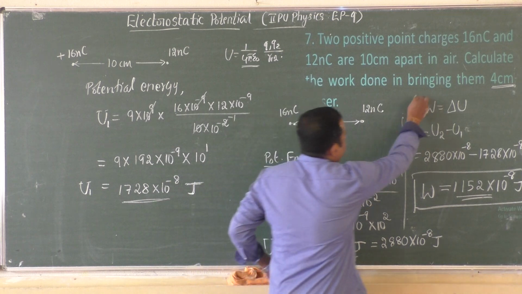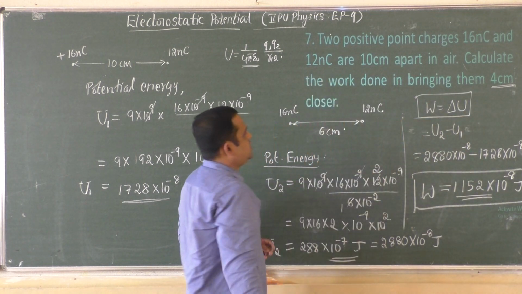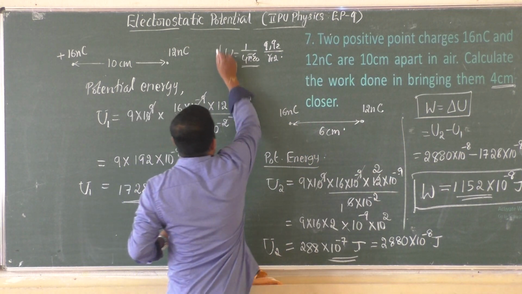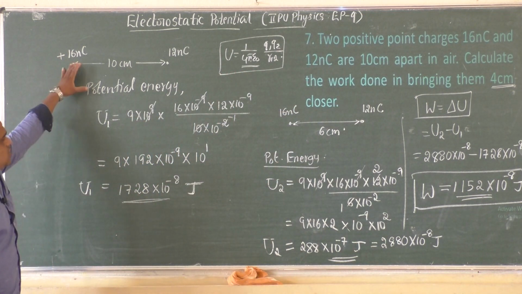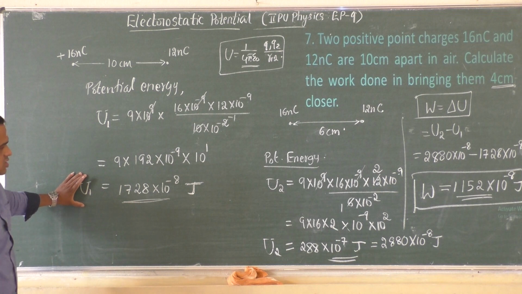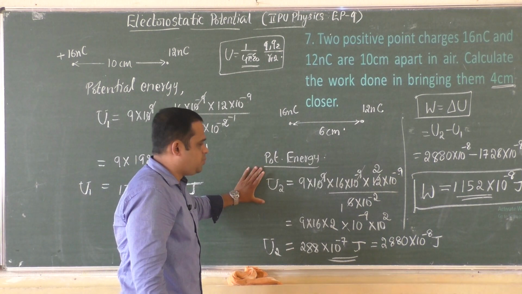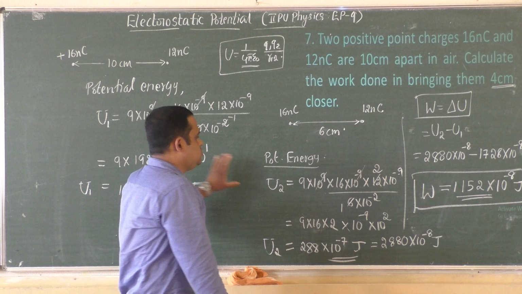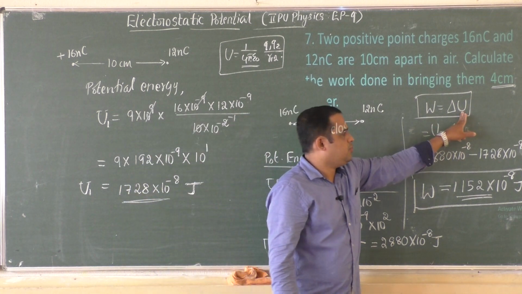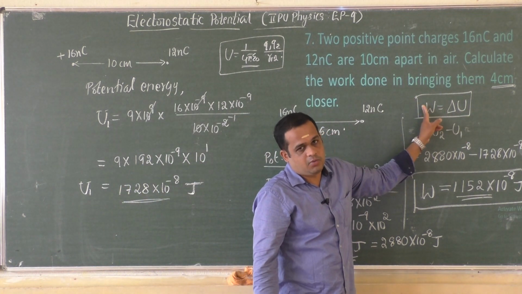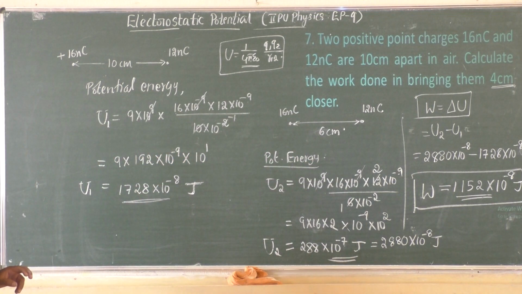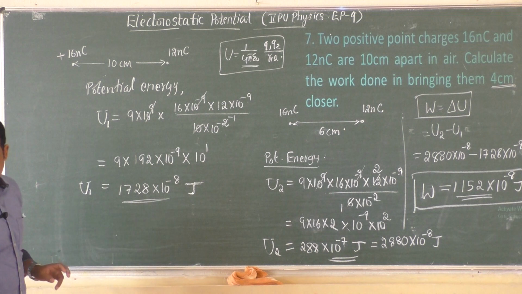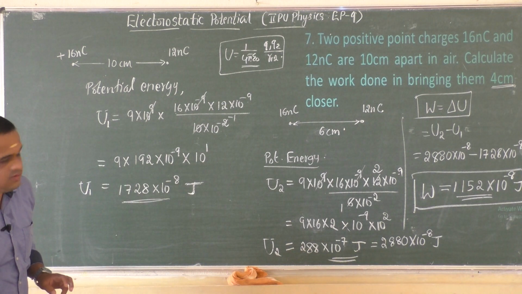So this is the equation to calculate the work done. Change in potential energy is the work done, and this is to calculate the potential energy. For the first configuration, this is the potential energy. For the second position, this is the potential energy. The difference between these two points represents the potential difference. Okay, I think it is clear. Okay, let us solve one more problem.